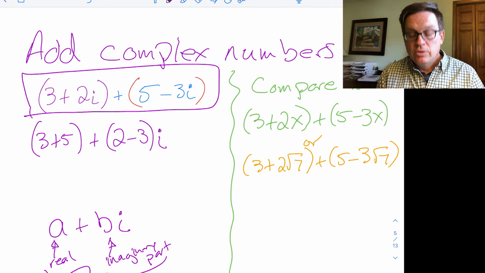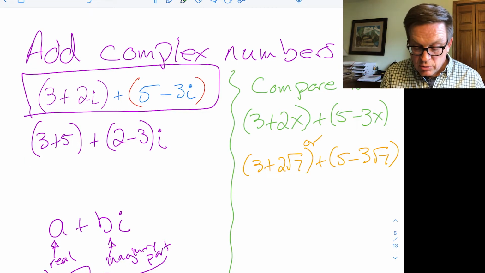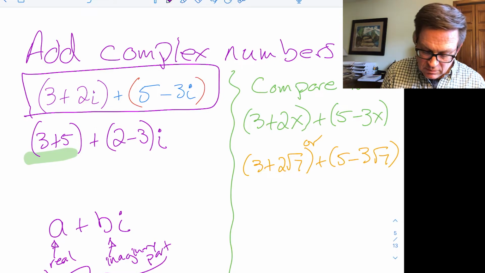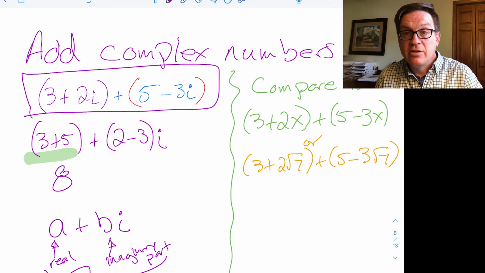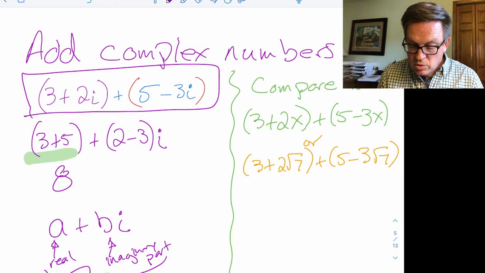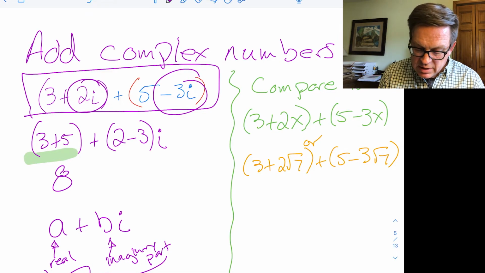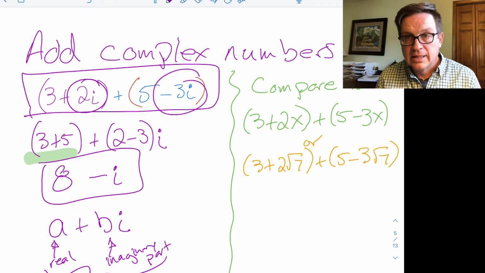So if you want to add two of those things, you add their real parts. 3 plus 5 gives you 8. And you add their imaginary parts. 2i minus 3i is minus 1i. So you get an answer like that.